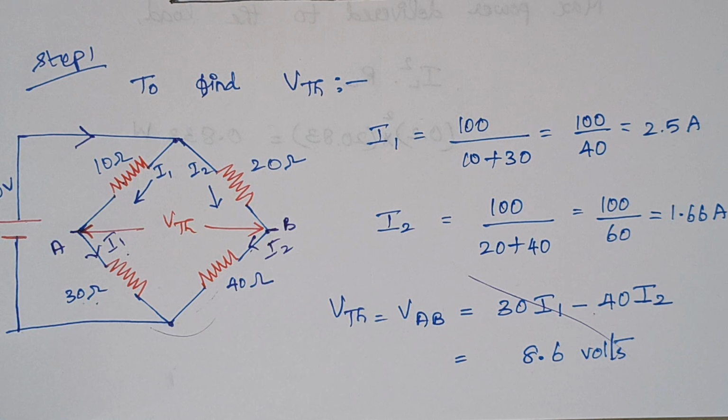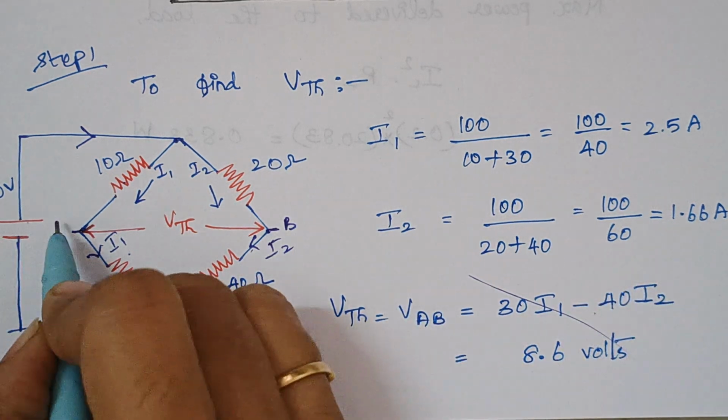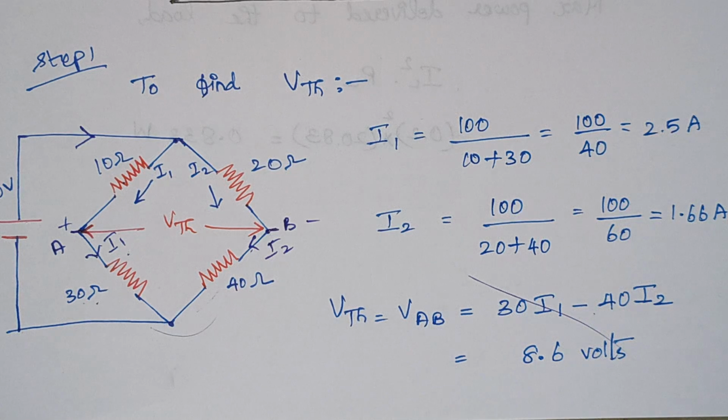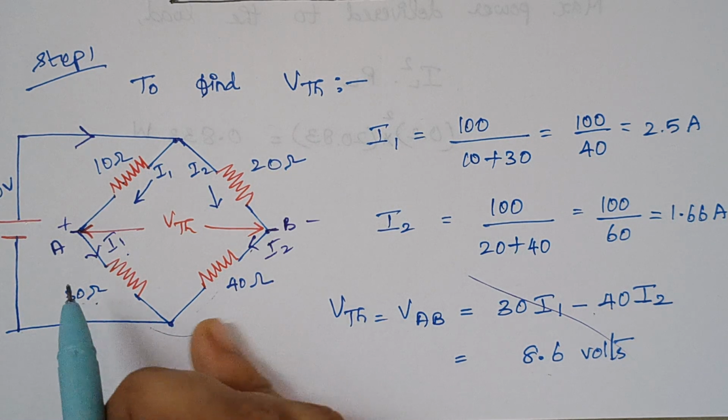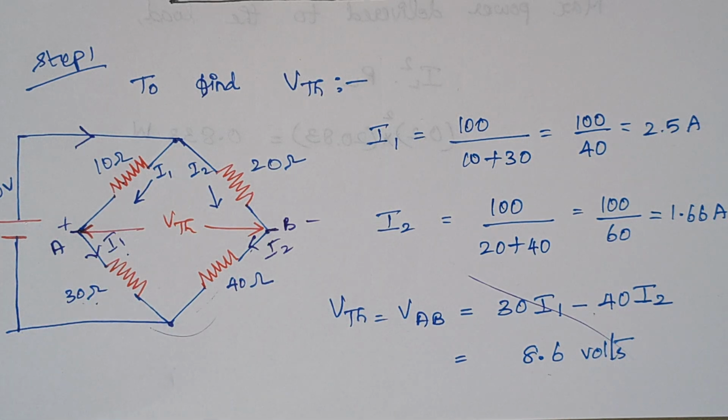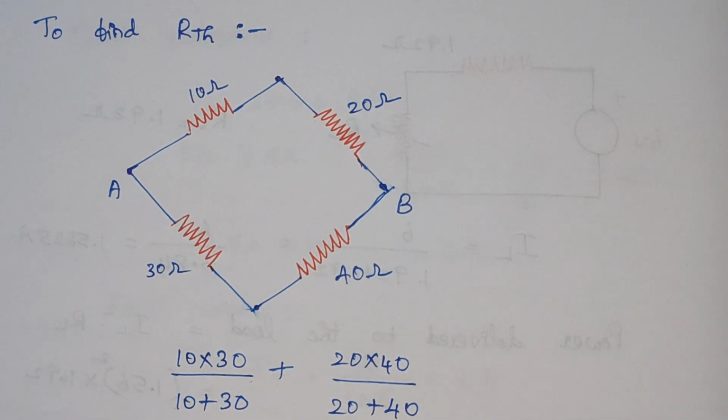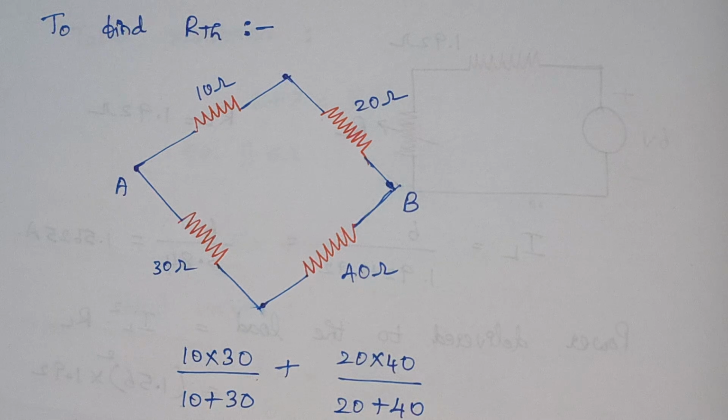If you get a negative answer, no issues, right? We can change the polarity of the terminals. So here you see, assume A is positive and B is negative, right? If we have a negative answer, then just reverse it: A is negative and B is positive. So the next step is to find the Rth.